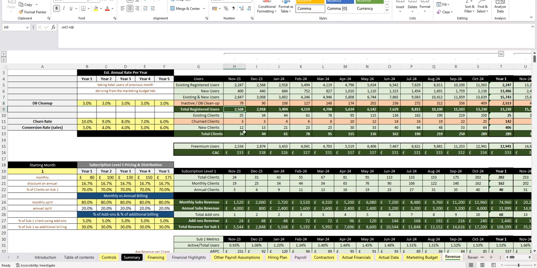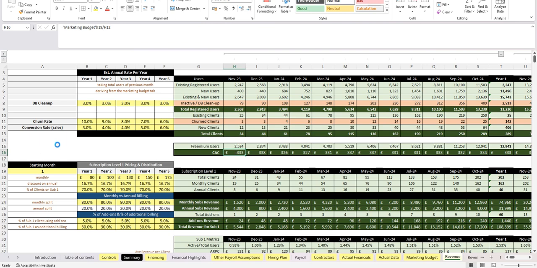Then we have total registered users after the cleanup, existing clients, okay, and then you add the churn clients, okay, and then you have the new clients, okay, and the new clients come from, you see here, the CAC for the new client, in this case, because it's a B2B, is £333, okay, in this month. So it's not the £10 you saw before, this is the cost per lead, okay?